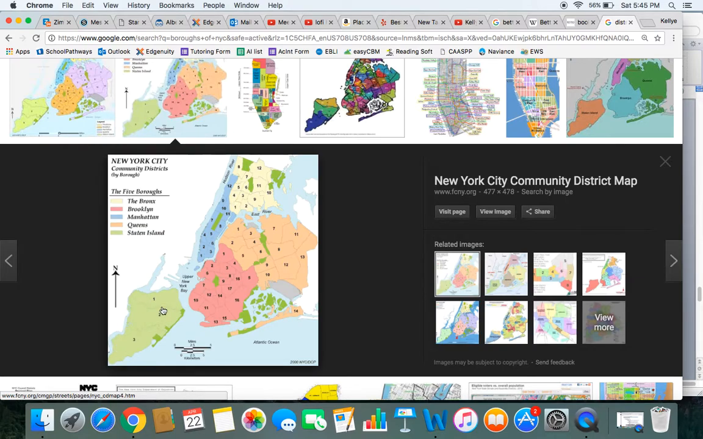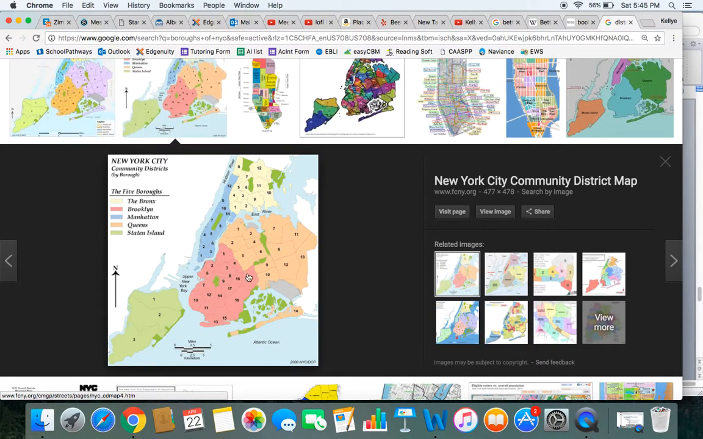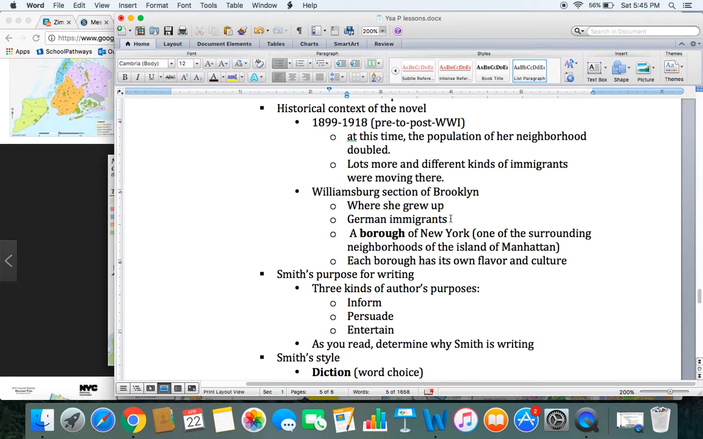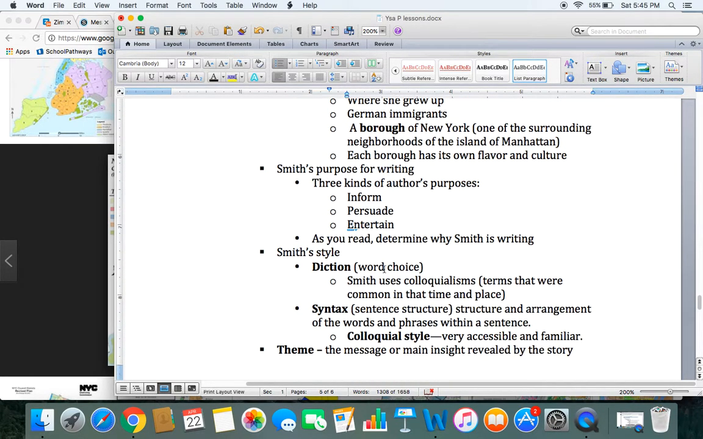So you've got different areas and kind of like outskirts of New York City, and those are called boroughs. And hers was, of course, Brooklyn, which is over here. And there's a section of Brooklyn called Williamsburg, and that's where she grew up. She was the child of German immigrants, so that's important to know as well. And each borough, as you visit it, you'll notice has its own flavor and culture.